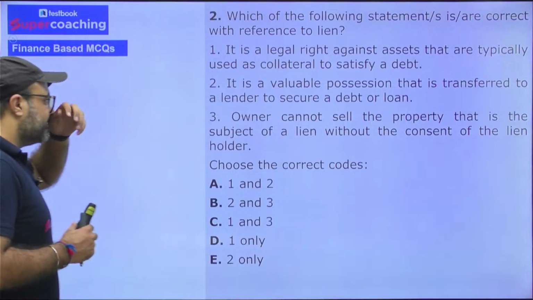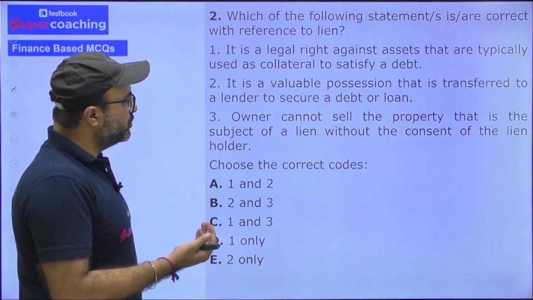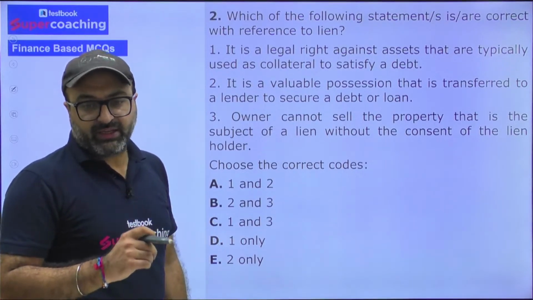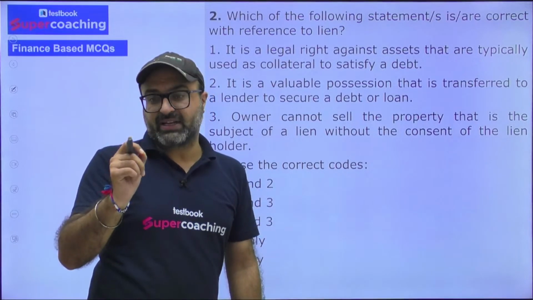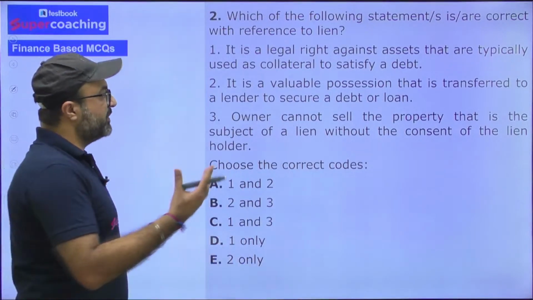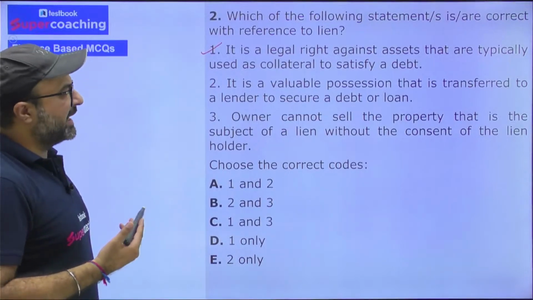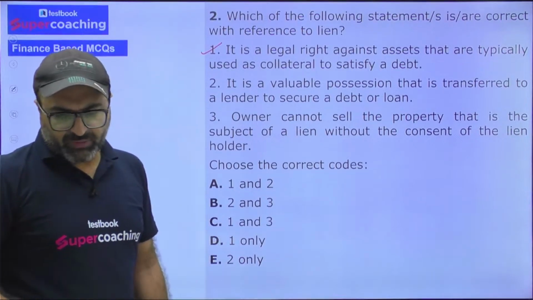Now, it is a legal right against the assets that are typically used as collateral to satisfy a debt. This is absolutely correct. A lien is a claim, as well as a legal right against the asset that is usually used as collateral to satisfy a particular debt. This is true. It is a valuable possession that is transferred to a lender to secure a debt or loan. You need to remember this.